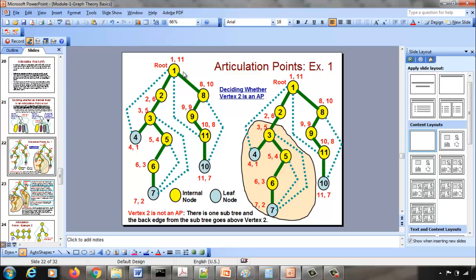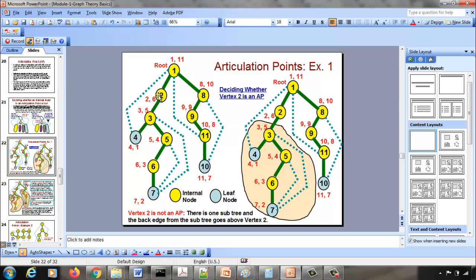An internal node is one that has at least one tree edge further down with a node attached to that. So 1 is an internal node because it has at least one tree edge, or actually two tree edges further down. And 2 is an internal node because it has at least one tree edge further down. And 3 is an internal node because it has at least one tree edge further down, and so on. Now 4 is not an internal node because it doesn't have a tree edge further down, so it is a leaf node.